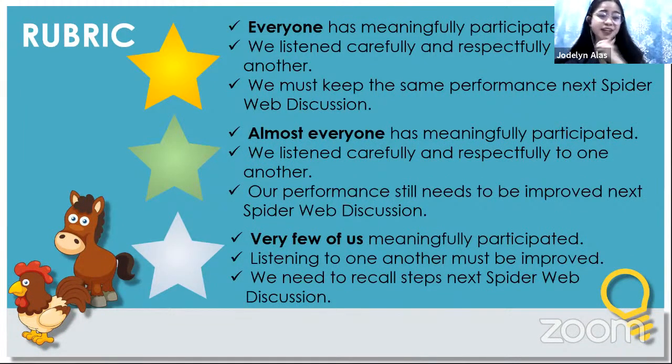Do we deserve the yellow star, where everyone has meaningfully participated? I gave this rubric to you earlier, so I hope that you were able to read. Does our class deserve a green star, or maybe that bluish white star at the bottom? Okay, so may I request you to type your choice of performance rating using our chat area. Type there. What star do you think we achieved today?